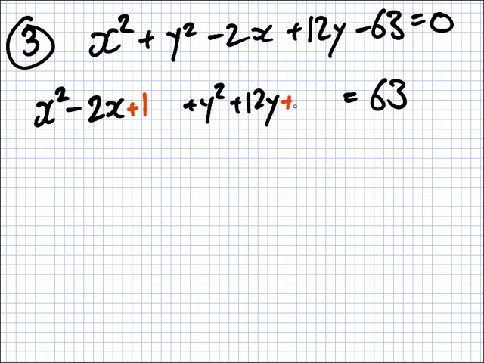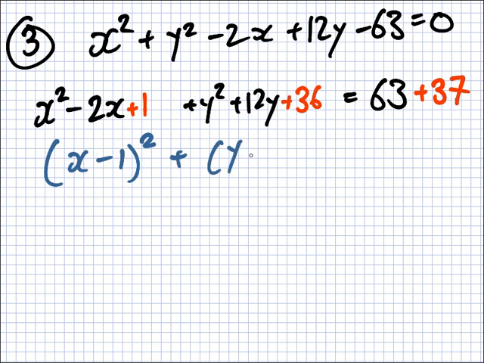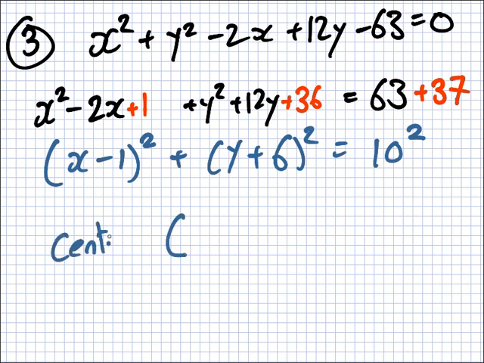So here, what would I have to add? 36. Now, if I add 37 to the left, then I must add 37 to the right to keep it balanced. What you do to one side, you do to the other. This conveniently becomes x minus 1 squared, and this one here becomes y plus 6 squared, and then 63 plus 37 becomes 100, which is 10 squared. So the circle is centered at (1, -6) and its radius is 10.